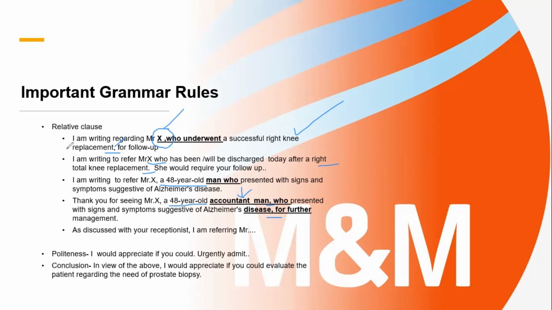A few statements, let's say I'm writing to refer, or thank you for seeing, or I'll discuss with your receptionist, whatever. These are the conventions. These are the conventional statements, any of which can be used, but this is the major thing in the portion of the introduction. To pop it up, we should be polite in our introduction when we are making a request, right? And we should have the relevant register or tone when we are making the request, right?